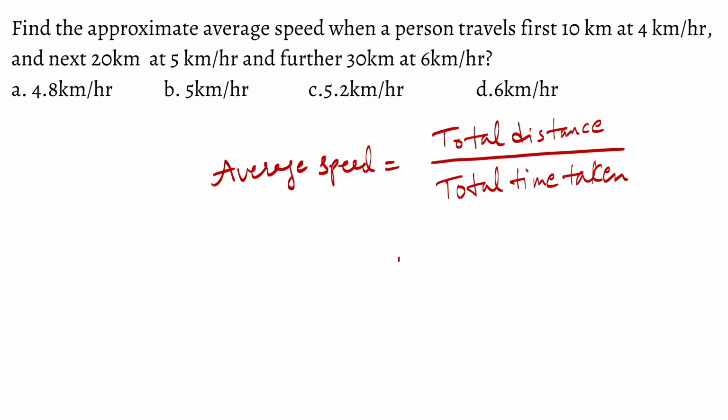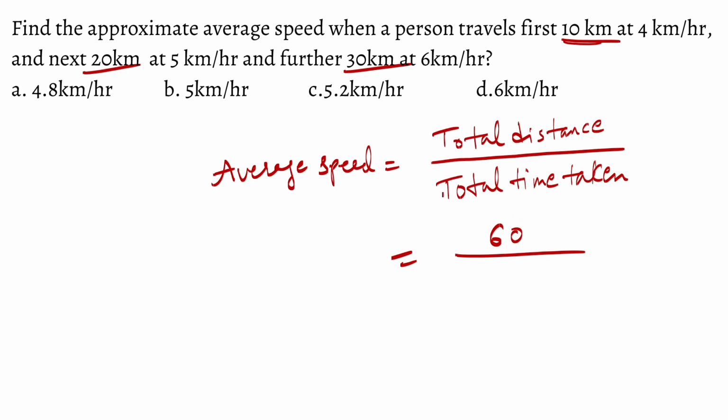Okay, so what is the total distance? We are asked to find the average speed. Average speed, we know, is the total distance by total time taken. The first part is 10 kilometers, 20 is the second part and 30 kilometers the third one. So 10 plus 20 plus 30, that is 60, divided by total time. We don't know the total time directly, we don't know the value.